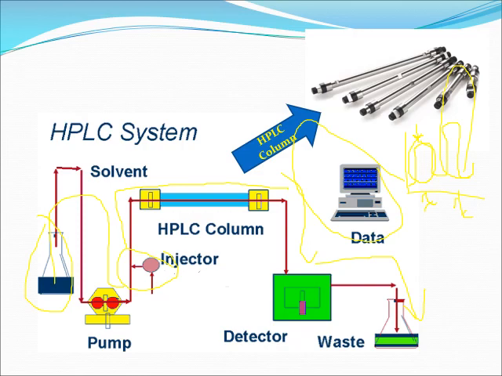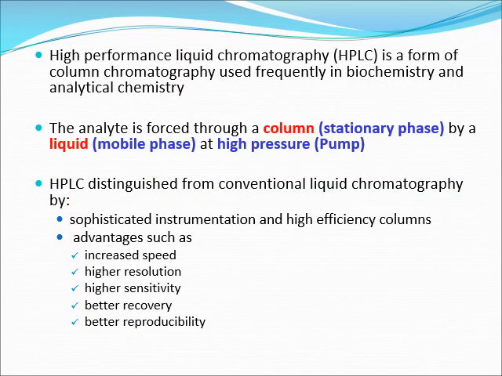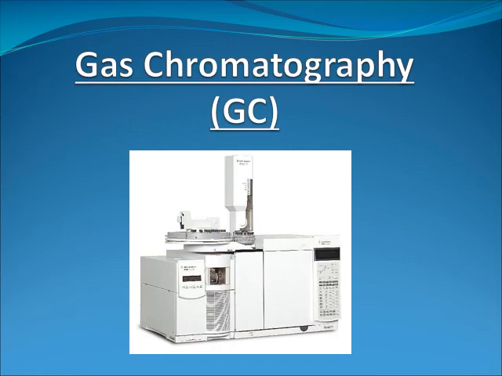The compound or analyte passes through the column, which is the stationary phase, helped by the liquid, which is the solvent. The solvent is the mobile phase and it is pushed by high pressure from the pump, which produces the pressure. So the advantages of using HPLC are increased speed of measuring your samples, higher resolution, high sensitivity, better recovery and better reproducibility.